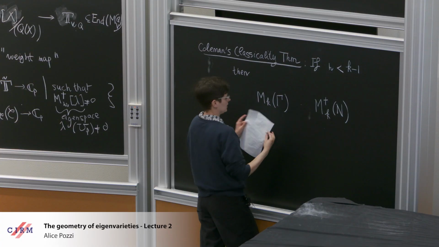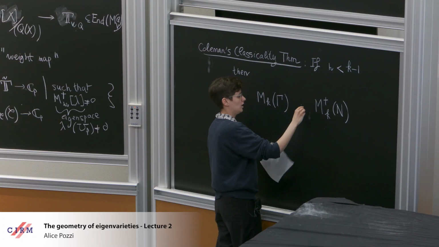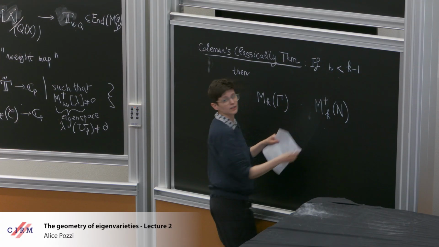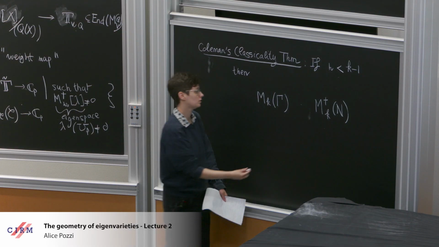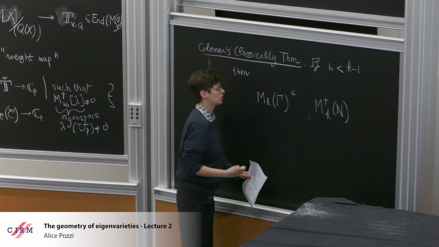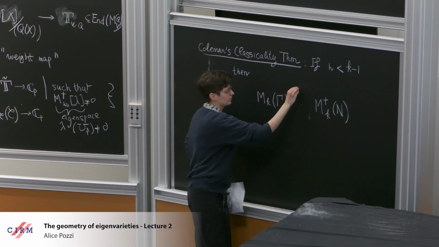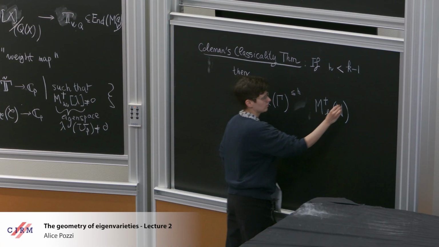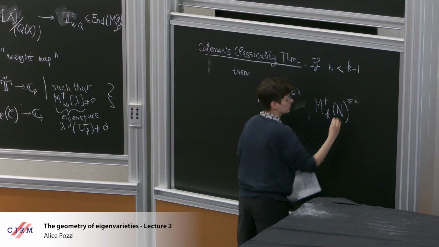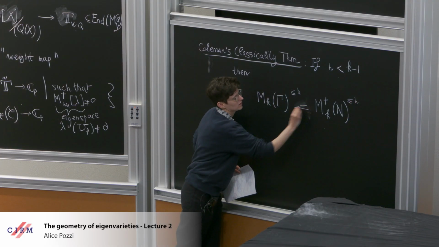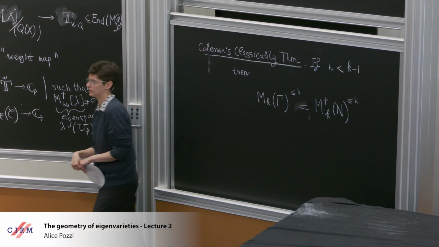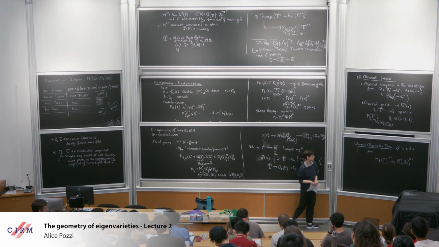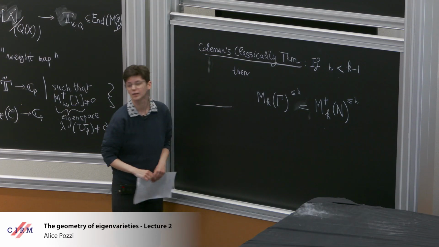So this is going to be an inclusion. But if I restrict on both sides to the parts in which my slope is bounded by h, then this becomes an equality. Okay?